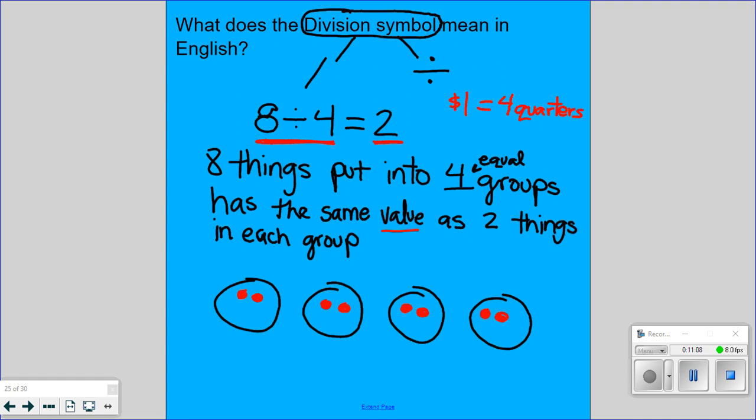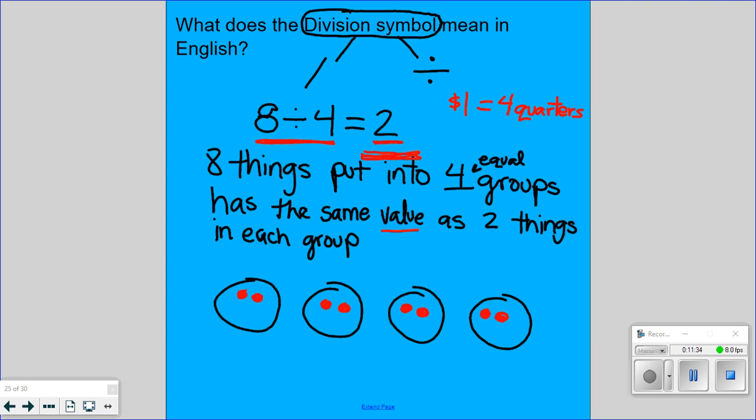So we've got 8 things put into 4 groups. Means we have how many in each group? Well, look at your counters. How many were in each group? Macklin? 2. There are 2 in each group. Do you see 2 in each group? Perfect. All right. We're going to keep modeling with some counters.